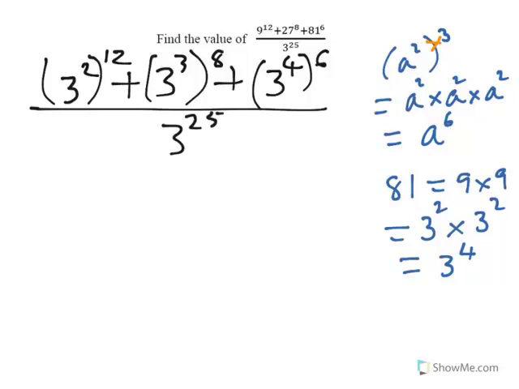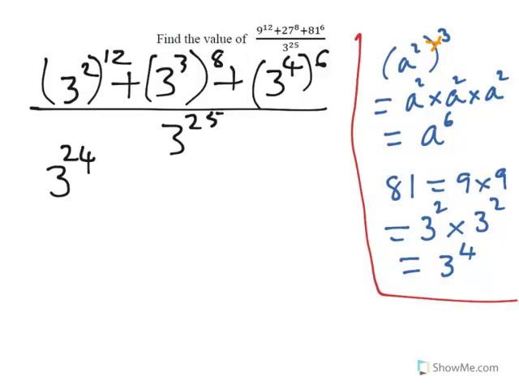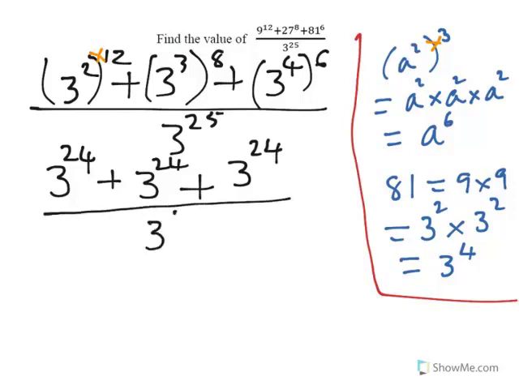Now if we applied the law of indices I've been talking about on the right hand side, then 3 squared to the power of 12 becomes 3 to the 24, because we're multiplying these two powers together. And the next one, 3 to the power of 3 raised to the 8 becomes 3 to the 24, 3 times 8 is 24, plus the last one of the numerator, 3 to the power of 4 to the power of 6 becomes 3 to the 24, all of it divided by 3 to the 25.